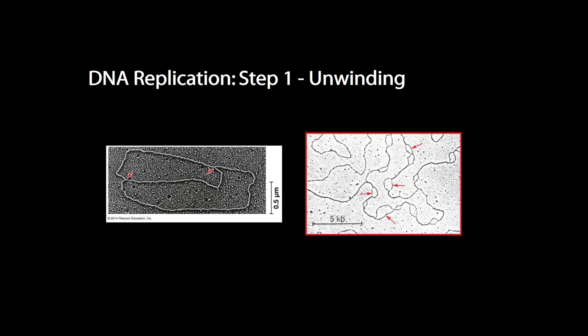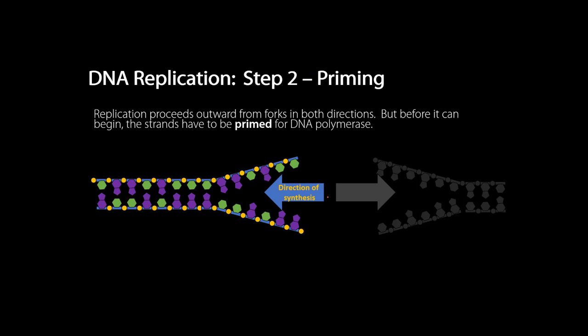All right, here we go. Step two, we can call priming, right? So what does that mean? Replication proceeds outward from the forks in both directions, as we said, but before we can start making new DNA, we have to prime the strands for DNA polymerase. DNA polymerase is the name of the enzyme that's going to build the new nucleic acid.